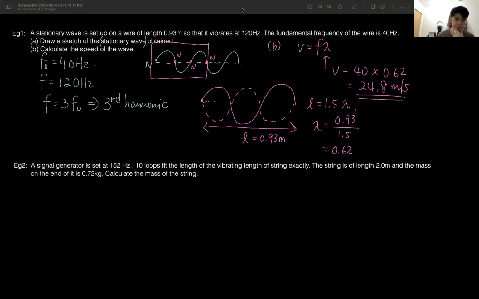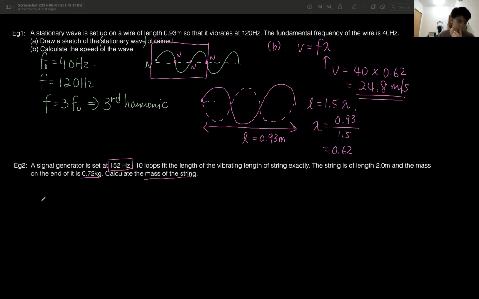Okay, example 2. Signal generator is set at 152. 10 loops fit the length of the vibrating length of a string exactly. The string is of length 2 meter and the mass on the end of it is 0.72 kg. Calculate the mass of the string.